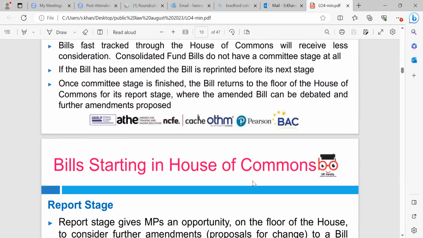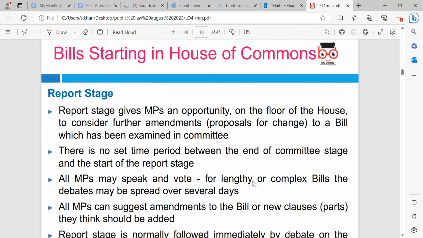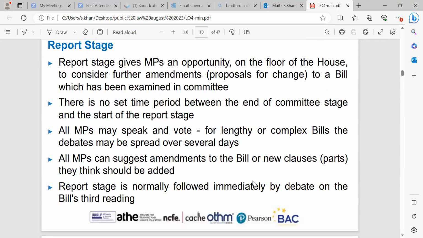And then we've got the bill starting in the House of Commons, the report stage. Report stage gives MPs an opportunity on the floor to consider further amendments, any proposals for change to a bill which has been examined in the committee. There's no set time period between the end of the committee stage and the start of the report stage. All MPs may speak and vote. For lengthy or complex bills, the debates may be spread over several days. All MPs can suggest amendments to the bill or new clauses, so they can add something to the bill. Report stage is normally followed immediately by debate on the bill's third reading.